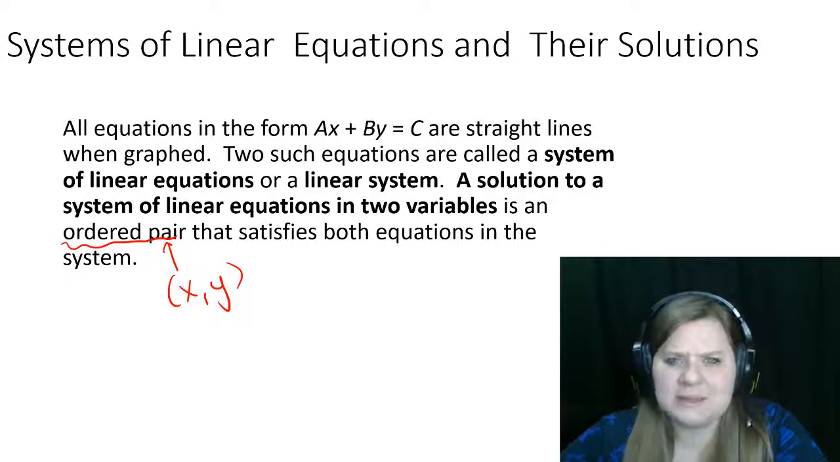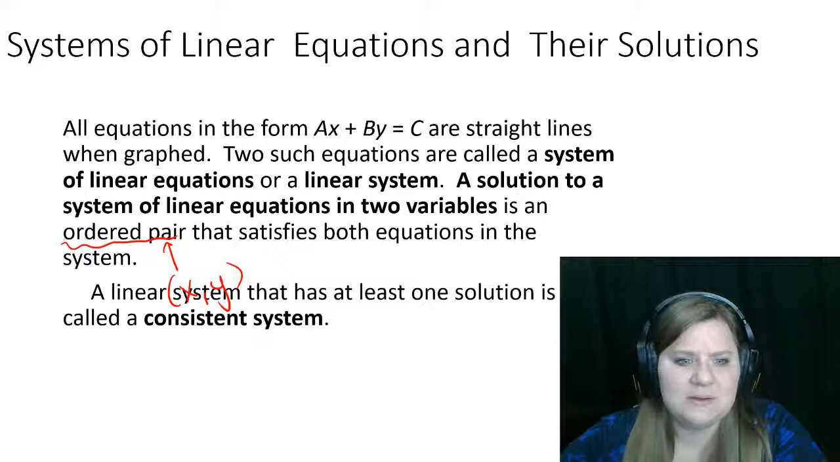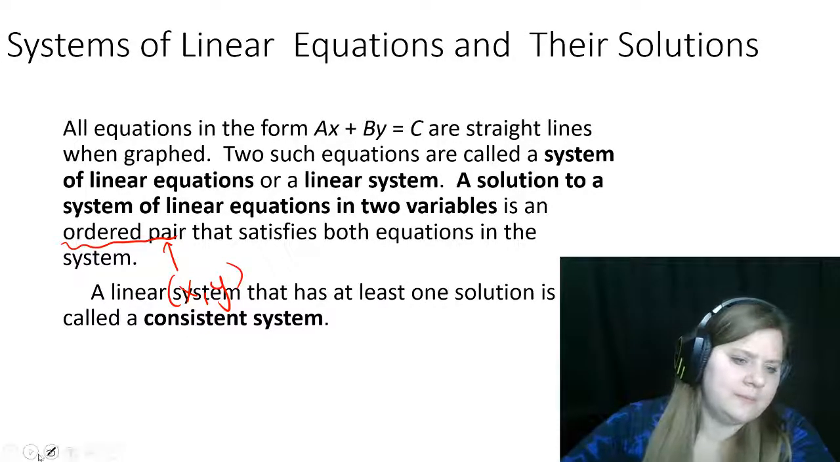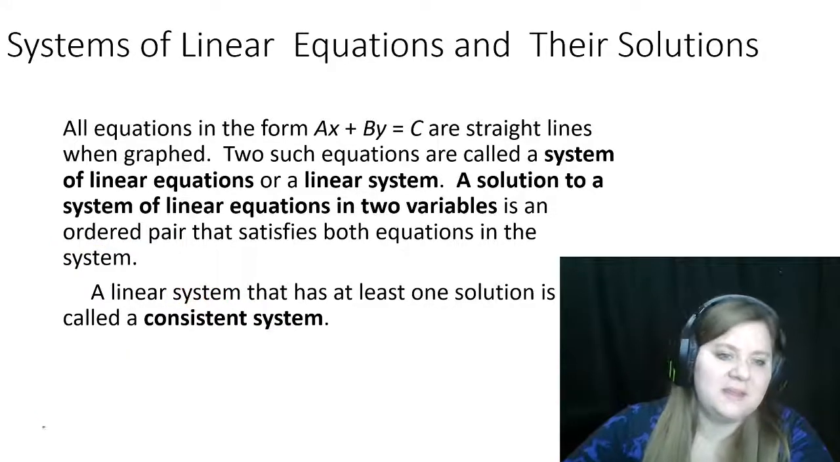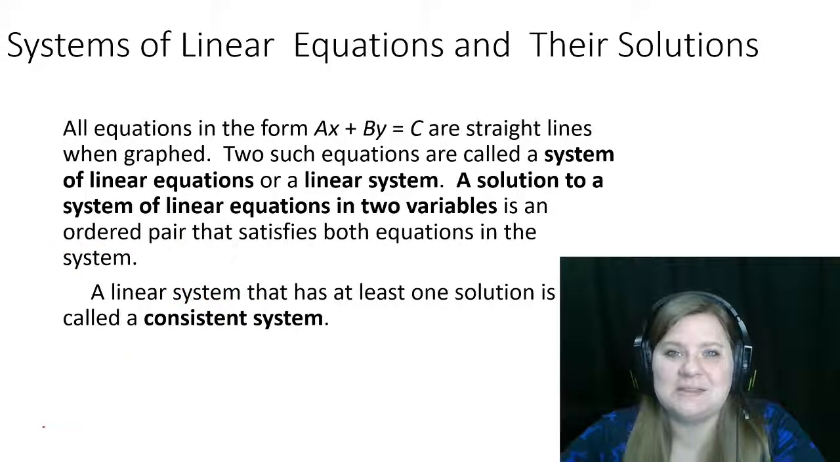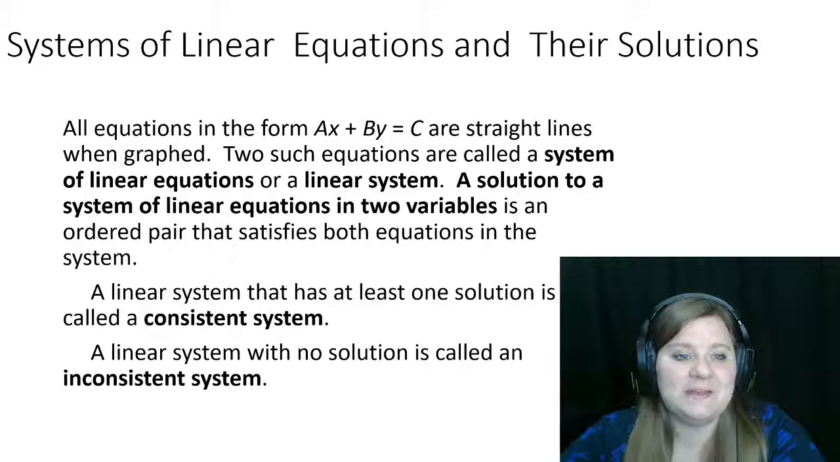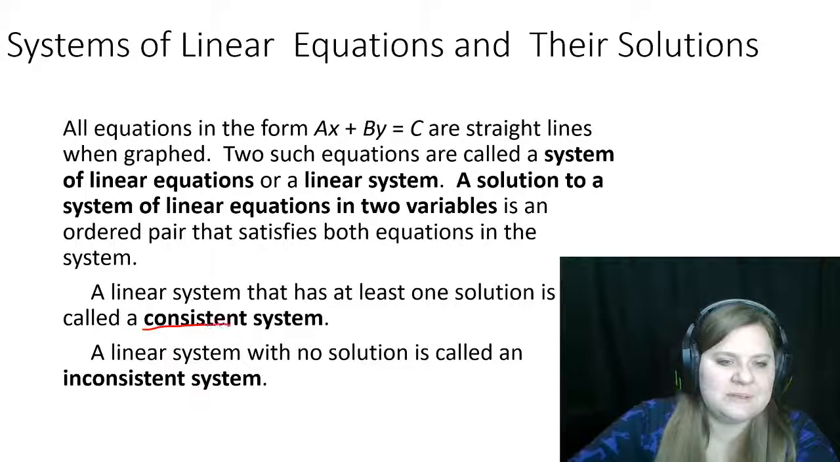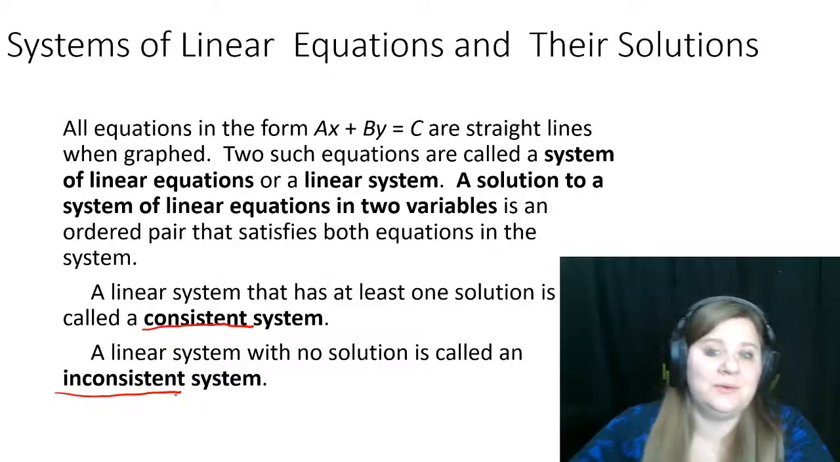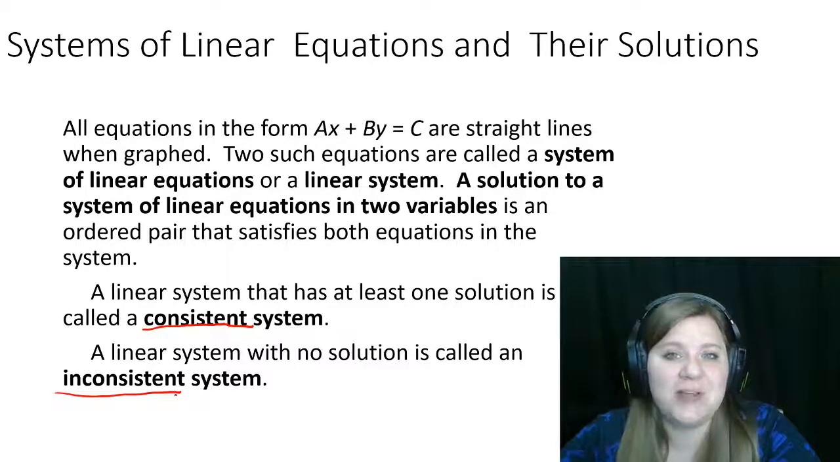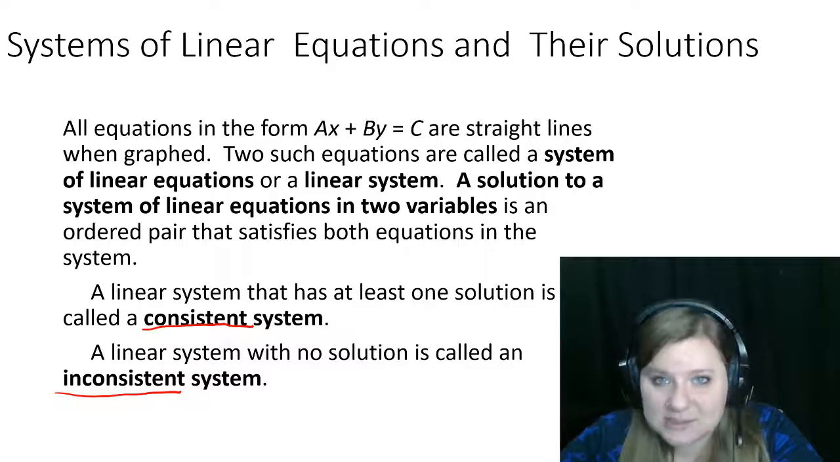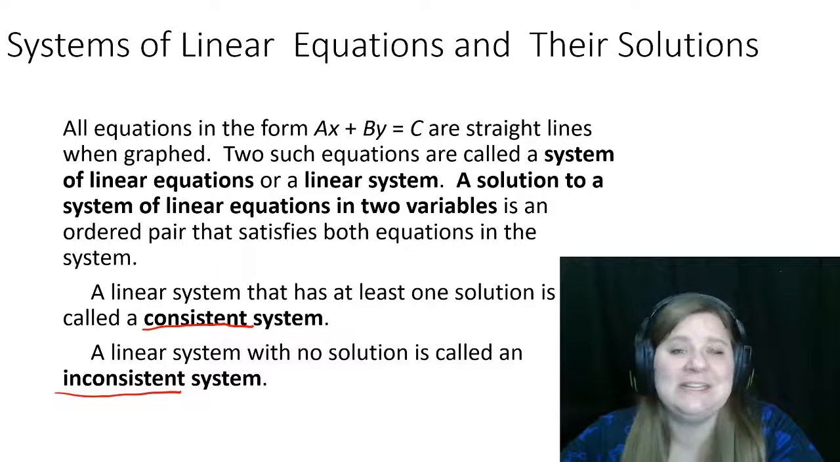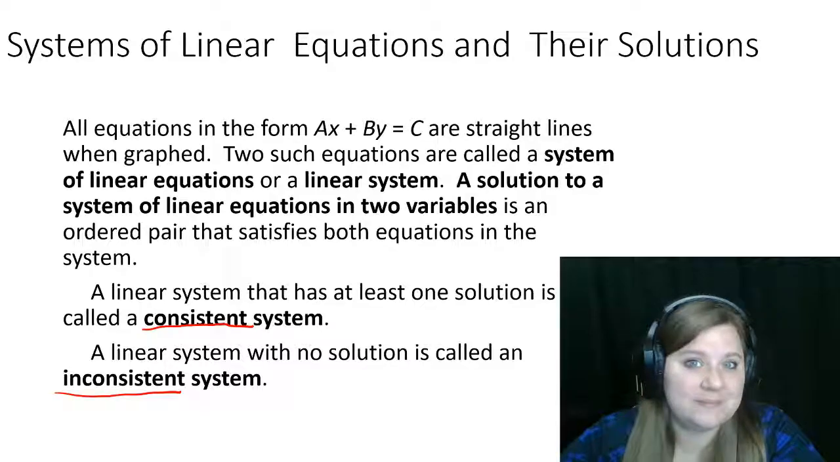So let's take a look at an example of what I mean by that. Okay, well, I'm kidding. A linear system that has a solution is consistent, and if it has no solution, it's inconsistent. So these are two vocab terms that we're going to be using throughout the lesson. So again, if it has at least one solution, it's consistent. If it has no solution, it is inconsistent.